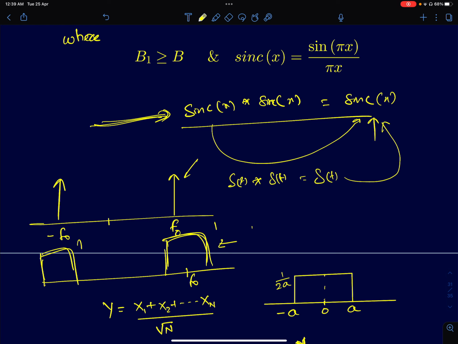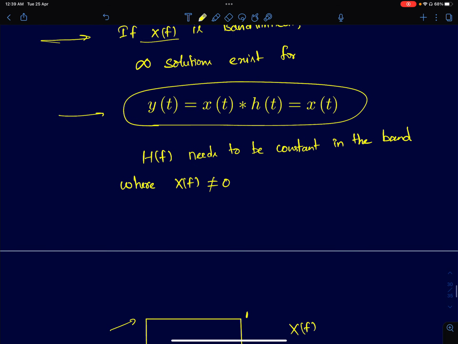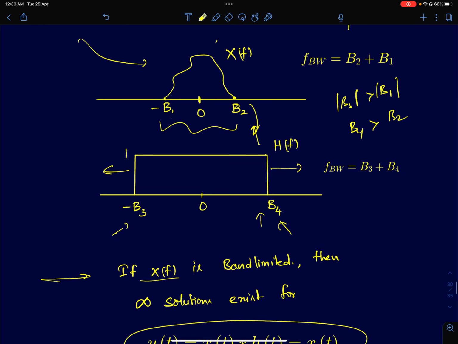You can now think of infinitely many solutions for this problem. I've just discarded the impulse as the only solution. The intuition behind this is, think of it like a filter. The filter's response should be 1 in the range where your signal's energy is non-zero. The moment you add the constraint that your input signal is band-limited, then the possibilities are infinite.